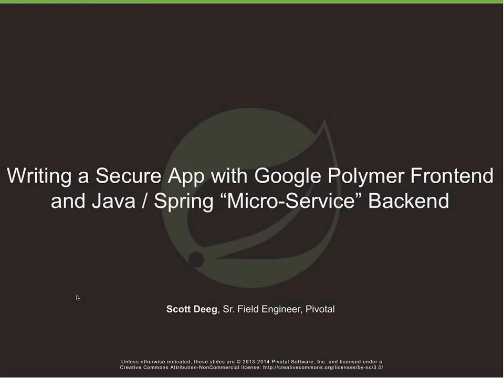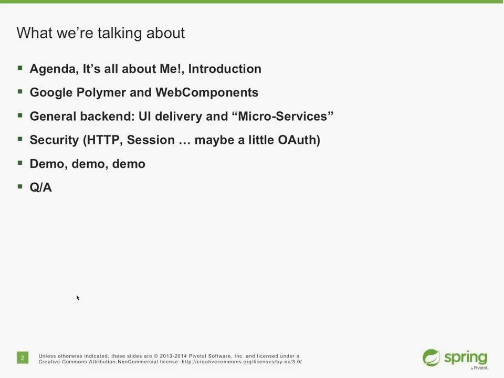We are talking about writing a secure app with Google's Polymer front end and the Java Spring Services micro backend. My name is Scott Deeg, and what we're talking about today, first I'll tell you our agenda, what we're talking about, a little bit about myself, and a little bit about how we got here.